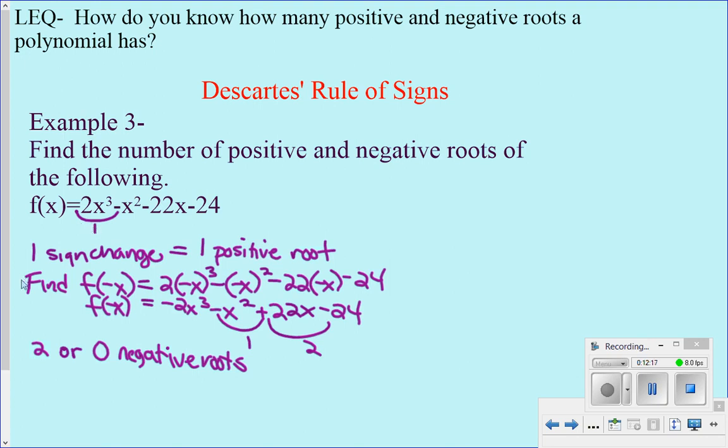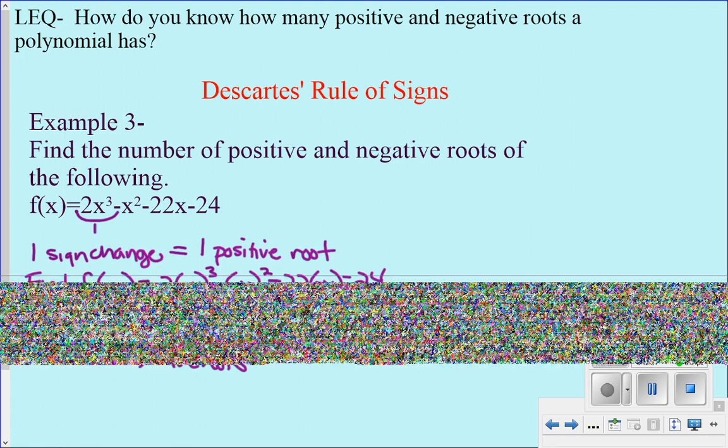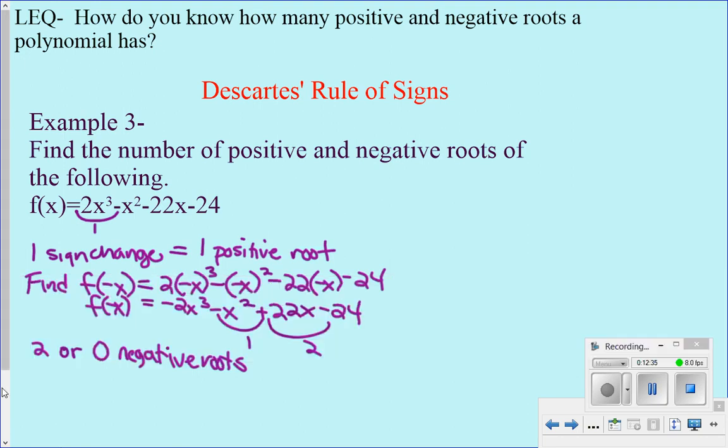So if I have 1 positive, I could have either 2 negative roots or no negative roots. And in which case, if I have no negative roots, then that means the 2 roots that are left have to be complex. Okay. On the other hand, if I have the 1 positive and the 2 negative roots, then that takes care of my 3 total roots, and there would be no complex roots in that example. Okay, but that's how Descartes' rule of signs works.